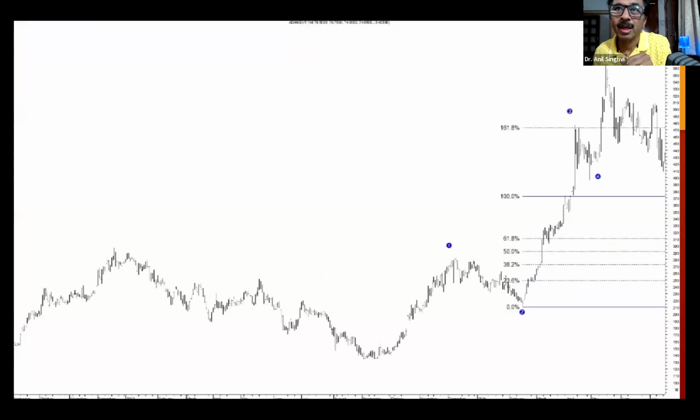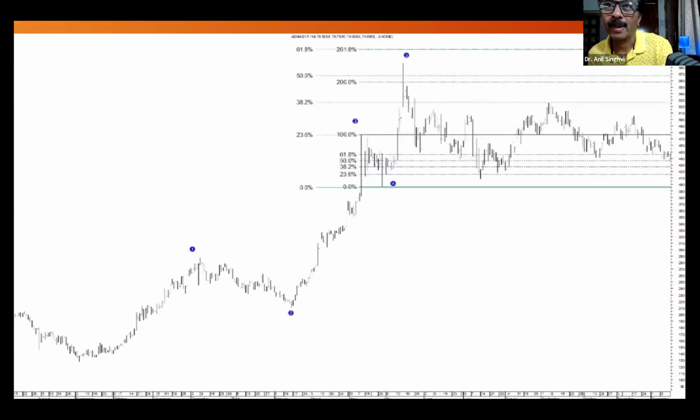Let's see. So this is what happens after that. It goes and makes a high of $470 exactly. And you can see it went there in less than 2 months. So it actually doubled in price in 1.5 to 2 months. And if you are holding a futures and options position, you can very well imagine the profits. Then it made a small wave 4 and then wave 5 went up further. So this is how things can happen if you can look for them.